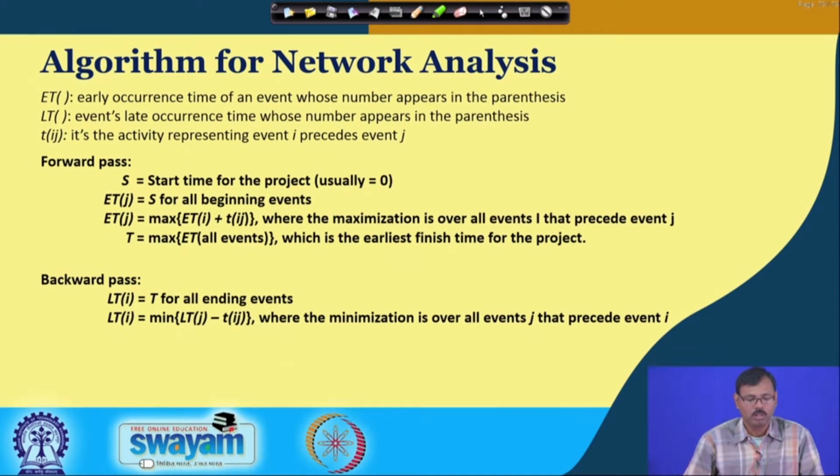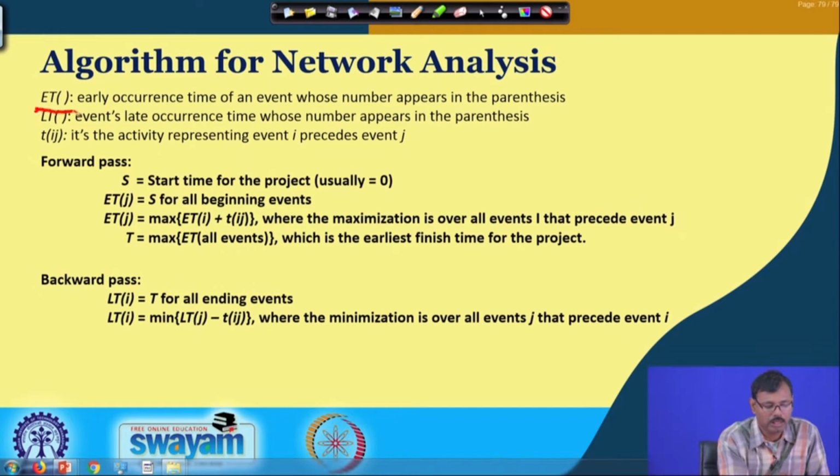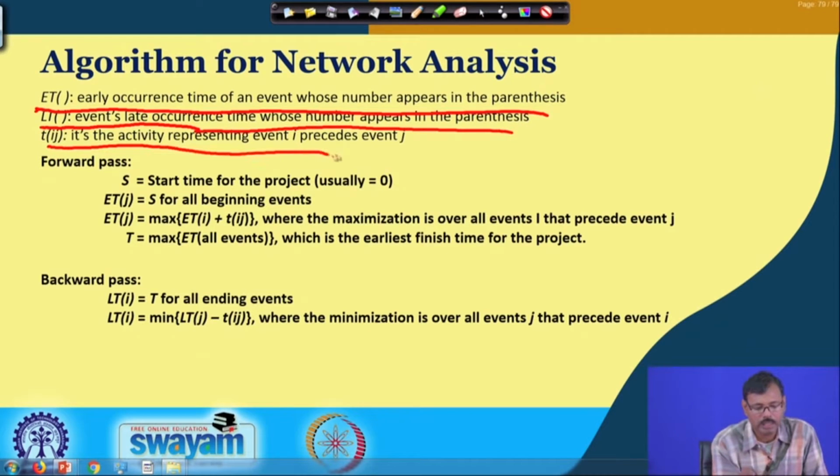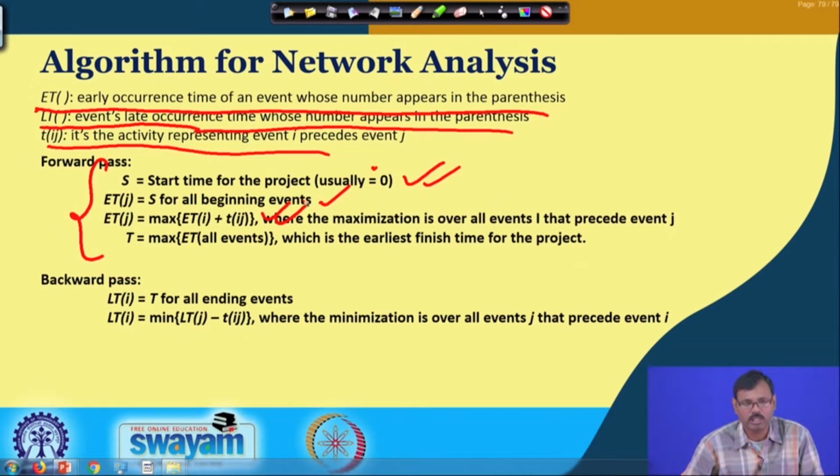Finally, let us look at the algorithm of the network analysis. ET is the early occurrence time of an event, LT is the late occurrence time of the event for a particular node, and TIJ is the activity duration between the two corresponding nodes. In forward pass we consider starting time S equal to 0, or you may initialize anything. ET is the early occurrence time given for the first node, and then for the next node we add the time of that activity for getting the early occurrence time of the following nodes.